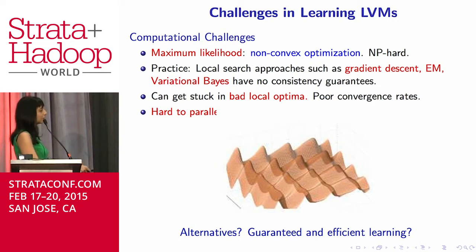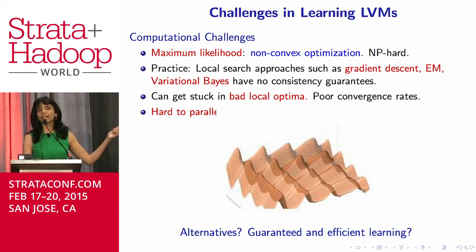There are tons of very bad local optima, and if you're just trying to move locally, there are no consistency guarantees, right? So you have no guarantee that you will go to the global optimum. There's no guarantee that you will actually learn the parameters of an optimal model to fit this data, right?